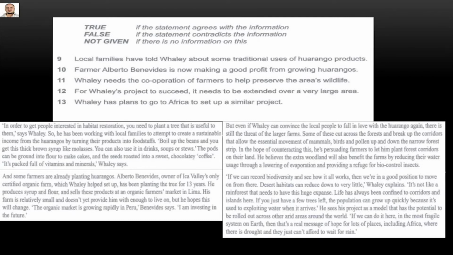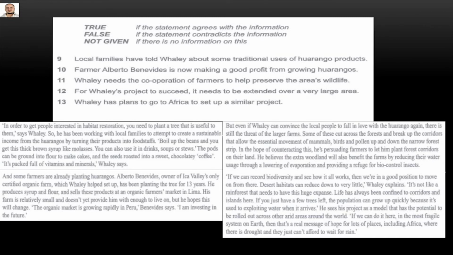Let's see. 11. Wally needs the cooperation of farmers to help preserve the area's wildlife. 12. For Wally's project to succeed, it needs to be extended over a very large area. Let's move to the next paragraph.